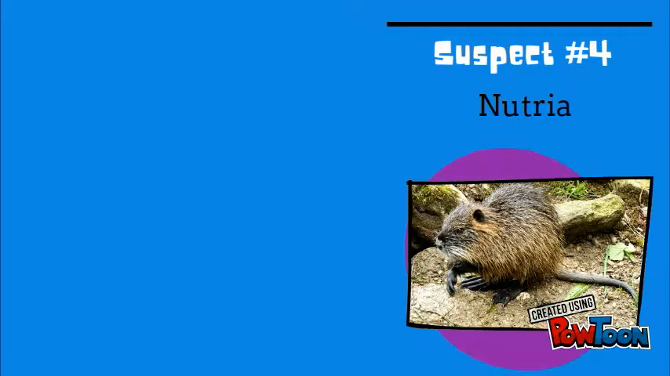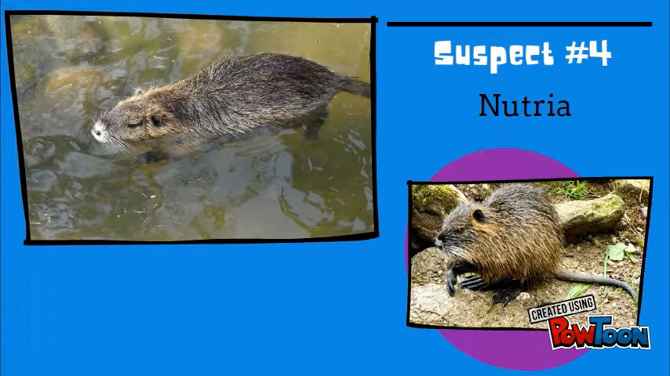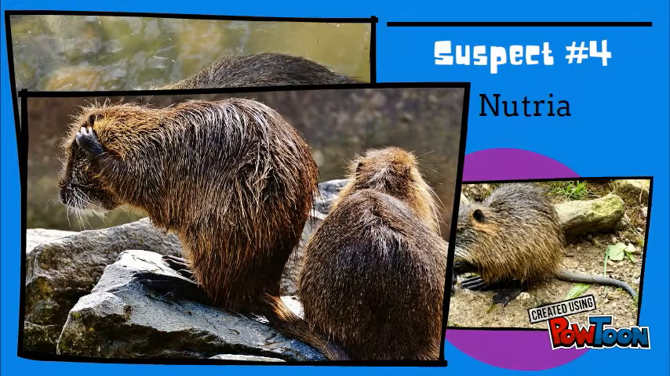Our final suspect is the nutria. This is a large rodent species native to South America. It was first brought to the U.S. to help with the fur trade. These guys are easy to identify as they look like very large brown rats that you'll often see in or around the water.